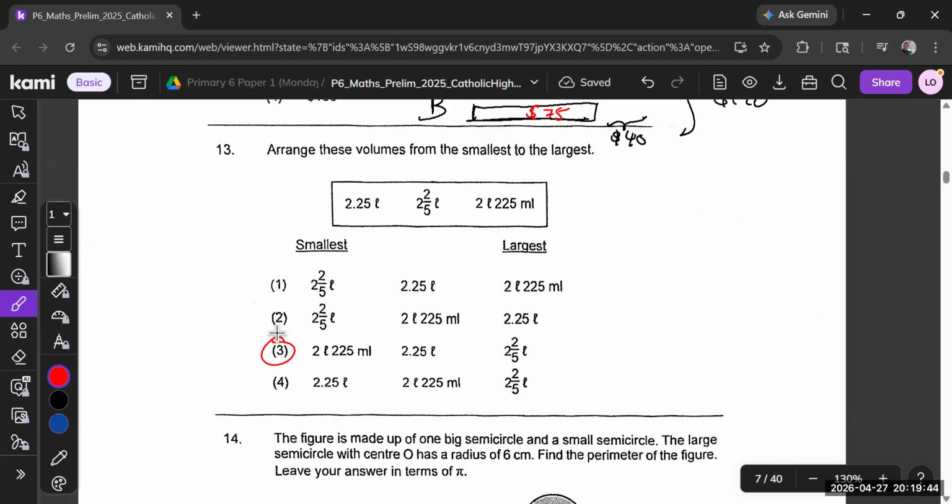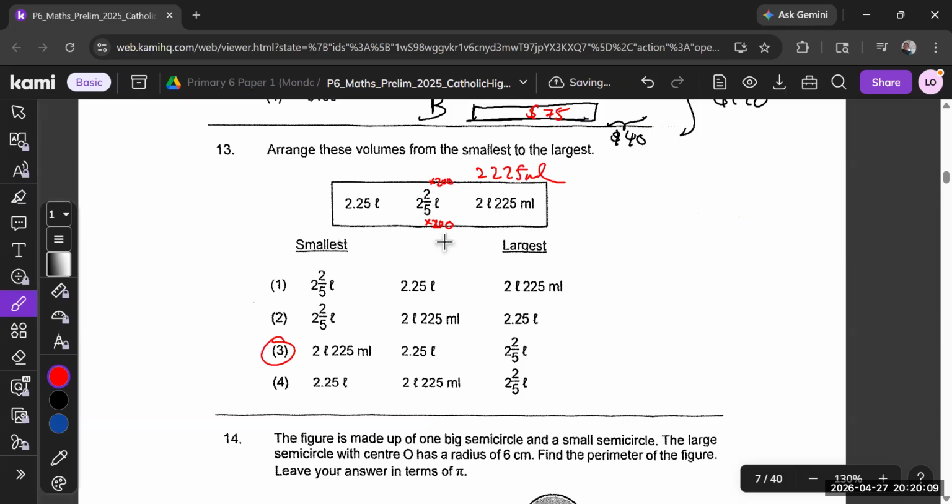And how do we do that? You need to change all the liters into ml. You have decimal, fraction, and whole number. What must you do? Change it all into whole numbers. So this is 2225 ml. And then how about this one? The fraction, times 100, times what? 200.